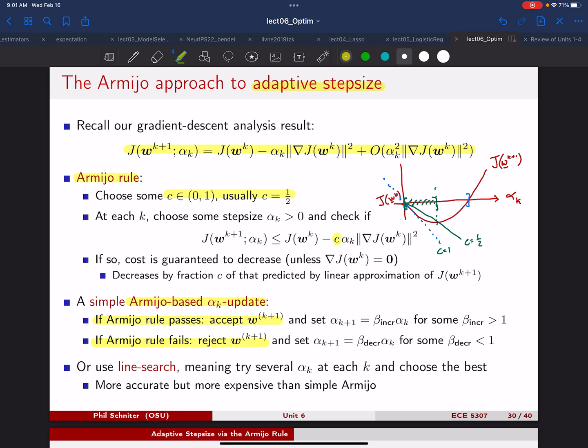Now, there's one more thing. So we said if the rule fails, you reject, and you try a smaller step size. The typical way that's done is you have some decrementing constant, less than 1, maybe it's like 1/2 again, and you just say, my new step size is going to be 1/2 of my old one. And that will decrease your step size.